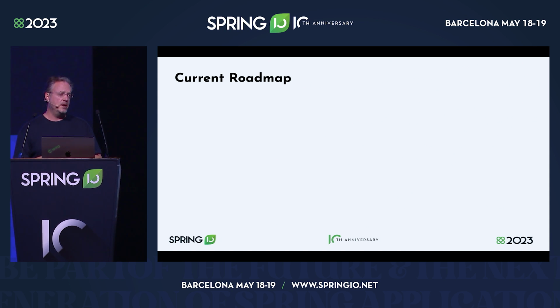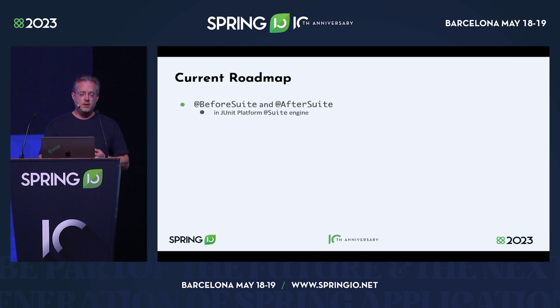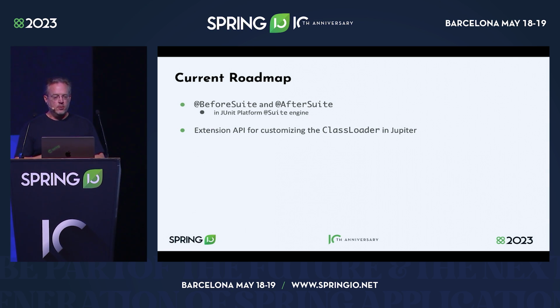So right now what we have planned, some of the things are already in the works. We have @BeforeSuite and @AfterSuite annotations coming in, basically lifecycle methods for your suite that you can use with the JUnit Platform Suite engine. Some of that code's already there and will be finalized for 5.11. We're also going to take the notion of custom class loader arrangements further, and into JUnit Jupiter, we'd like to introduce a dedicated extension API so that people can provide their own class loader to affect how JUnit Jupiter tests are executed.